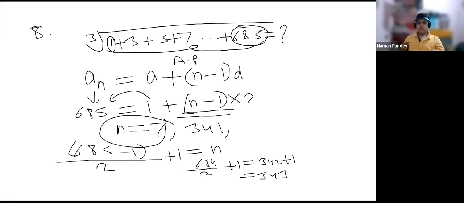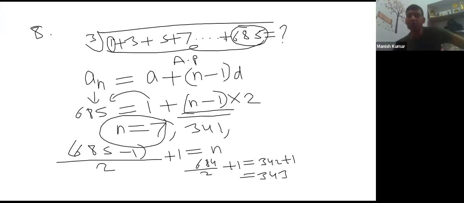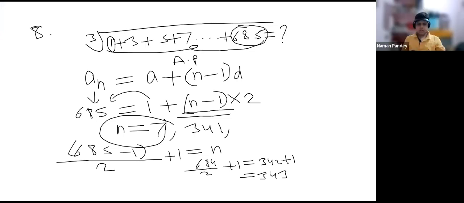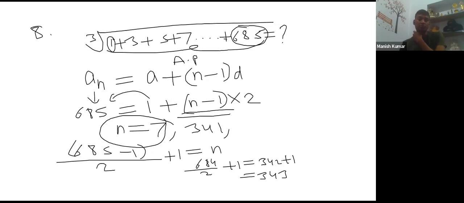You got 341. And Nimisha got nothing, isn't it? So 343 is the value of what? N, isn't it? And we want what? The sum of these numbers will be what? N square.